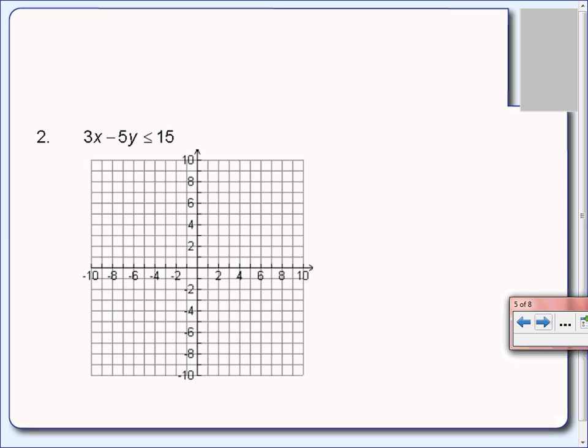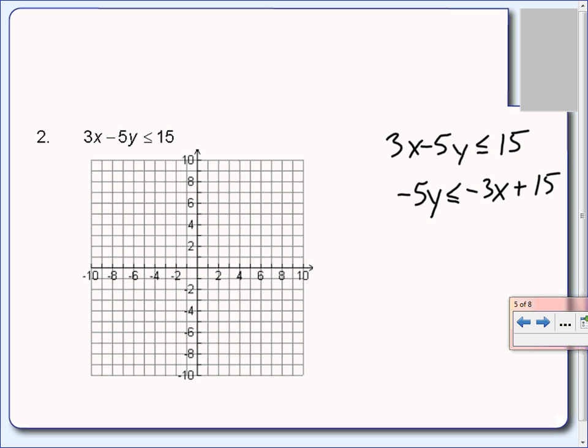All right, let's go to number two. Notice number two is not in slope-intercept form, so let's do a little work and get it in slope-intercept form. So there's what we're working with. Two easy steps to get into slope-intercept form. I'm going to start by subtracting my 3x. So now what I have is negative 5y is less than or equal to negative 3x plus 15. What am I going to do next? Divide by negative 5. Make sure you divide everything by negative 5. A negative divided by a negative makes this a positive 3/5, and 15 divided by negative 5 makes that a negative 3.